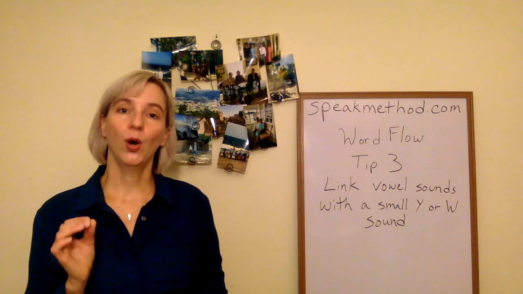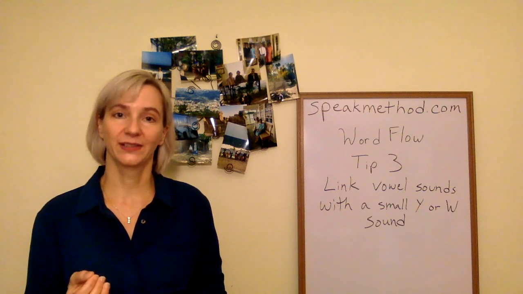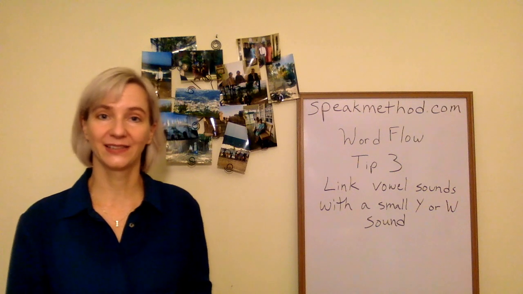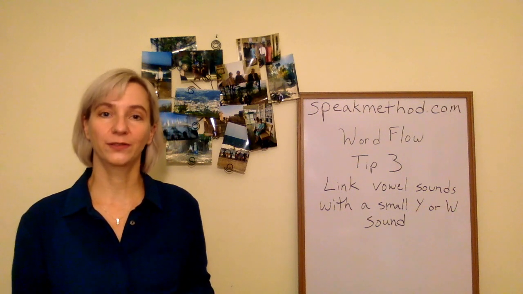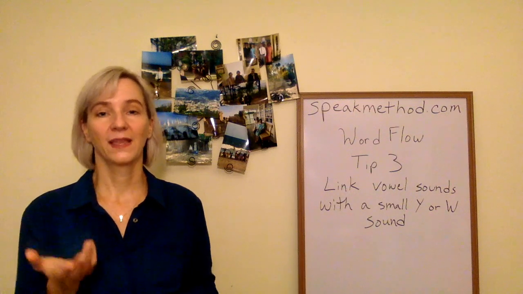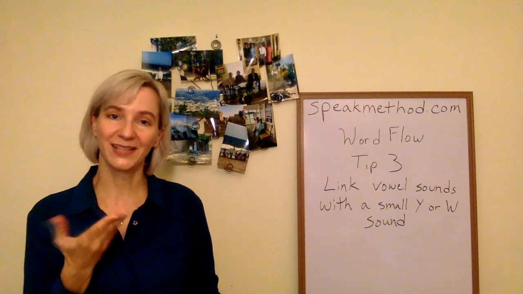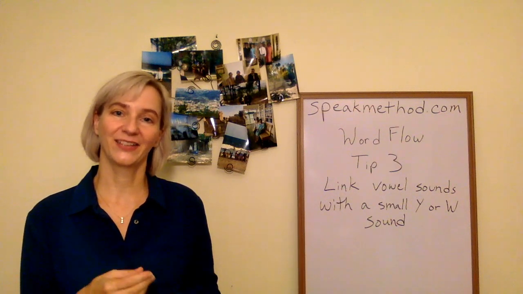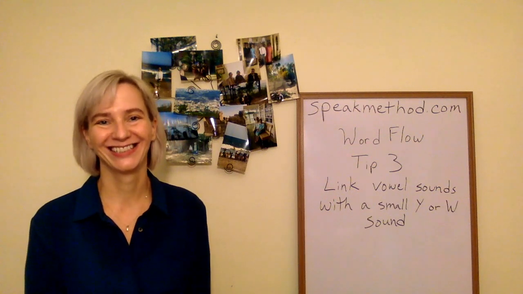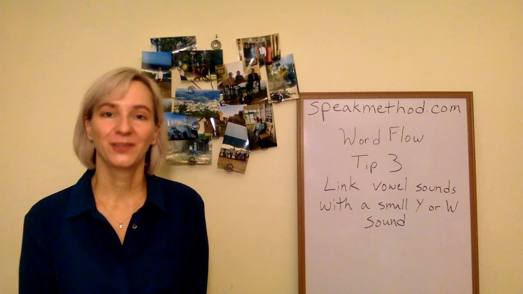Now, if we have an O or an oo sound, and we're connecting to the vowel that comes next, here it's natural for Americans to place a small W sound because we're already using our lips, and so this is natural. O-wa, oo-wa. Let's practice with a few words.